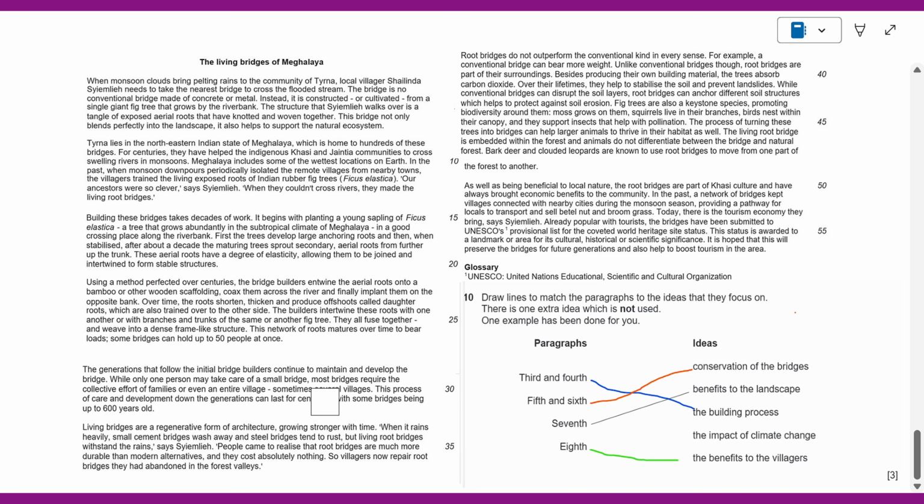5th and 6th, these two, go to conservation of the bridges, so it takes generations, sometimes several villages, to take care of the bridge, right? And they are repairing the root bridges. Okay, now paragraph 8. This is paragraph 8 here, and the benefits to the villagers, so popular with tourists. Alright, let's move on.